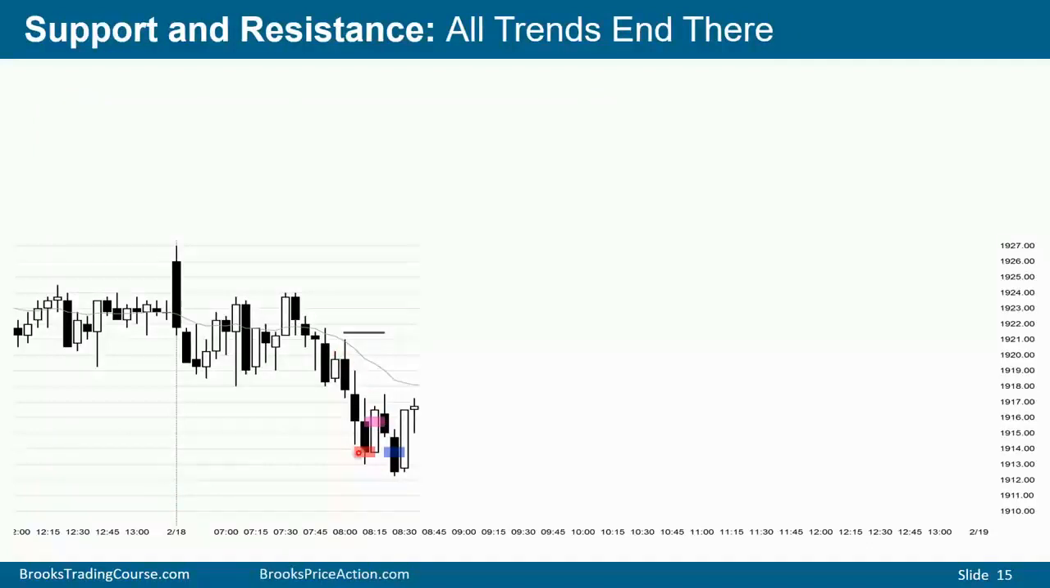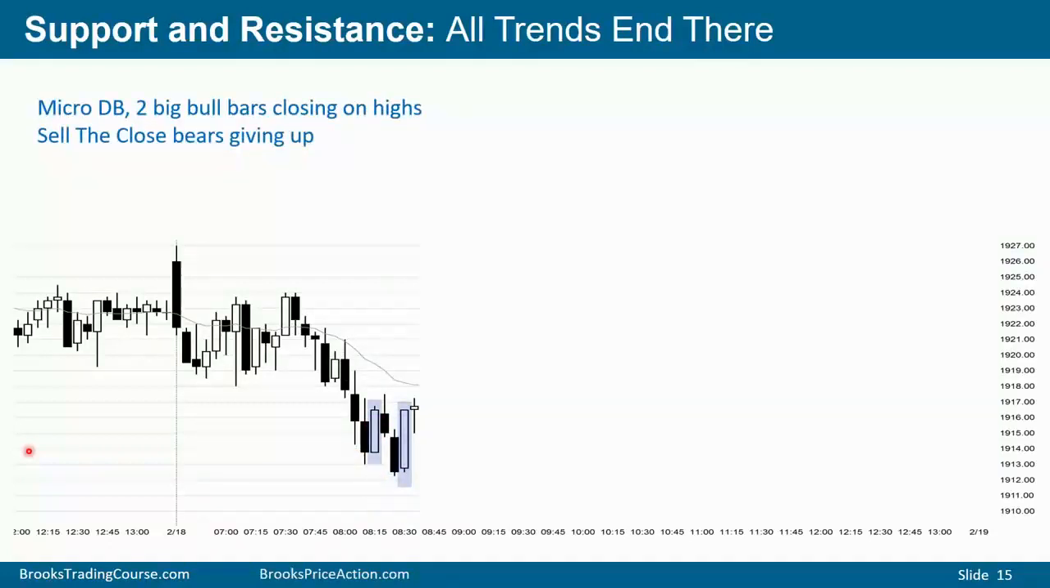Bear breakout, probably at least one more leg down. Well, we got one more leg down, and look what we have now. Another bull bar closing on its high. You can call it a micro double bottom or a small double bottom, a lower low double bottom. In any case, the bears who sold this close, what are they doing now? Are they selling more? No, they're giving up.